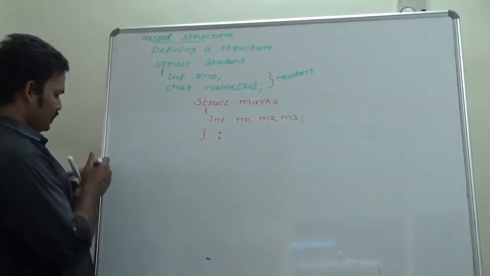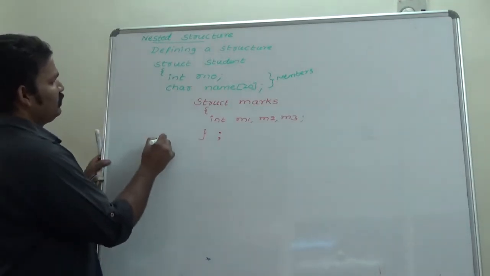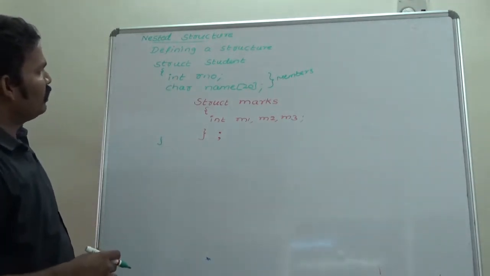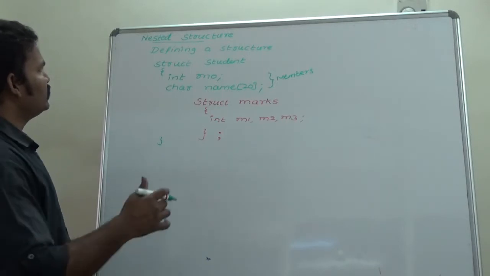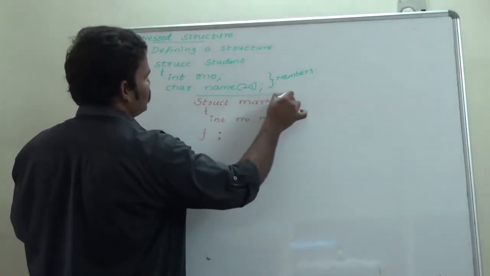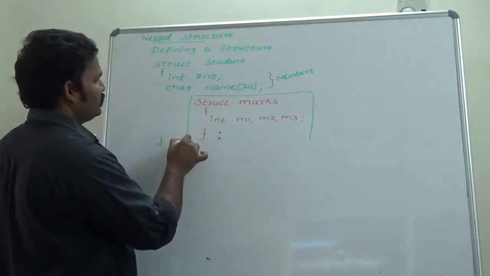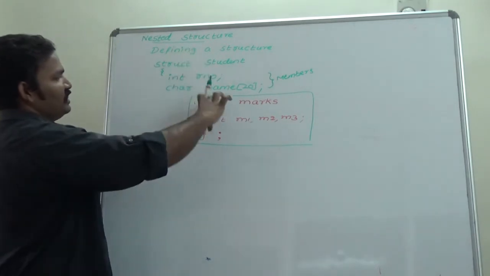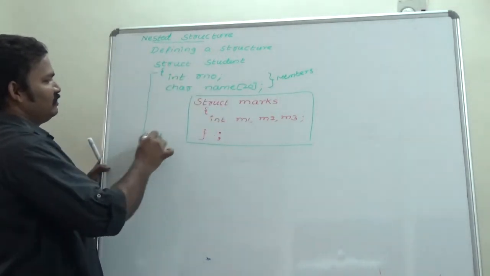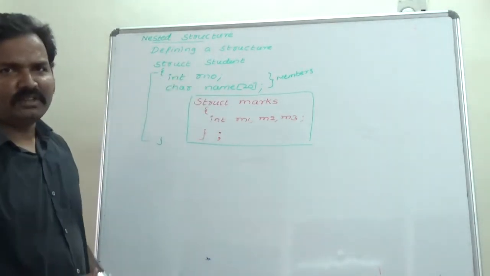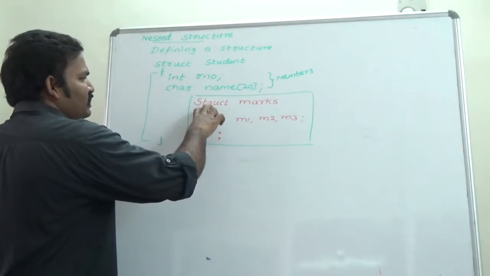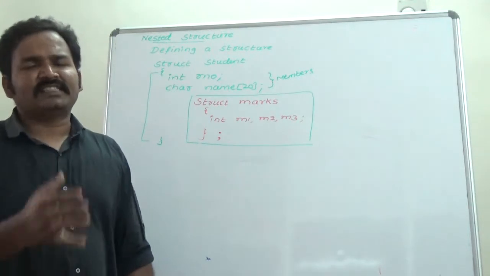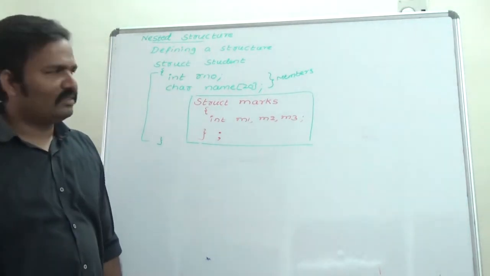Next I am closing the structure. So clear. So this is a nested structure. What is a nested structure? A structure within another structure is called a nested structure, or defining a structure within or inside another structure is called a nested structure.